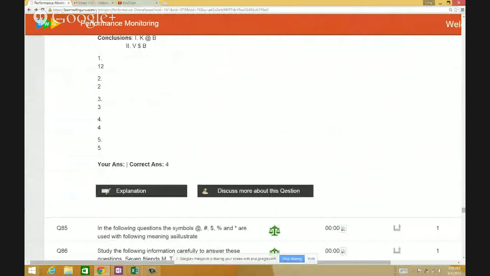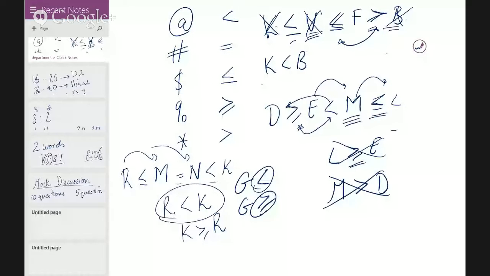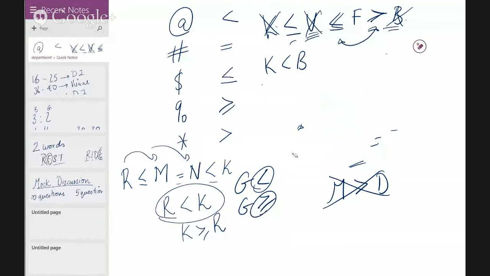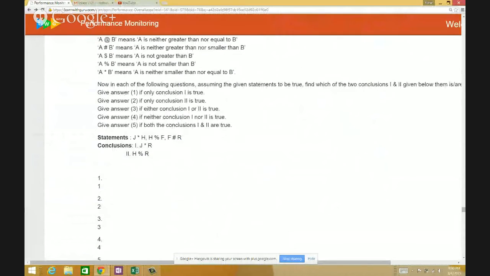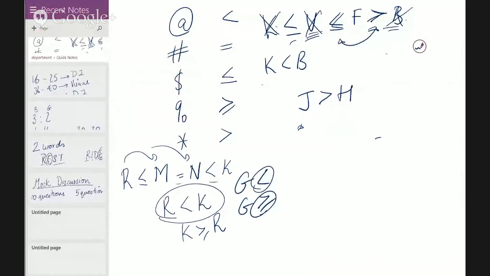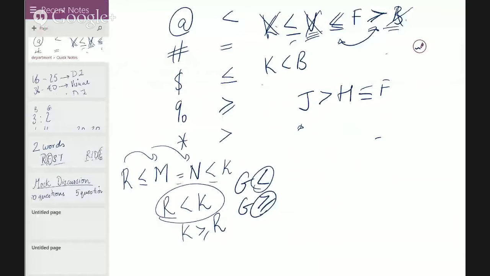All right. Next. J star H, so you have J more than H. H dollar F, so you have H less than or equal to F. And then finally you have F hash R, F equal to R. I'm sure you're getting all this very much in place. Change in sign is here, so you cannot conclude J and F. Cannot conclude J and R.